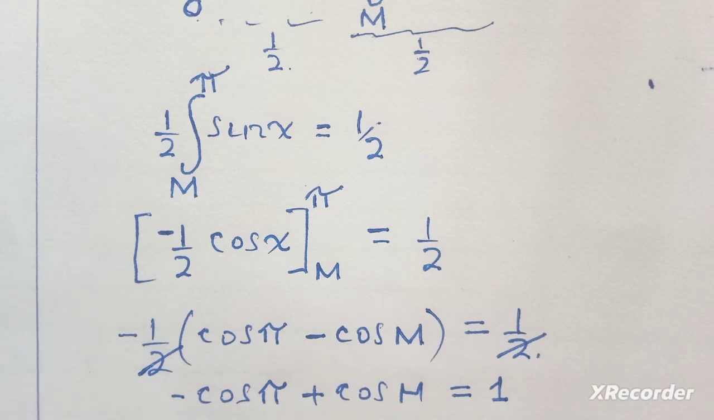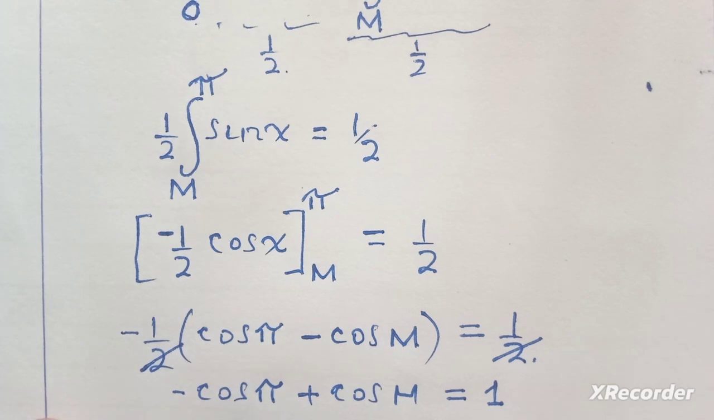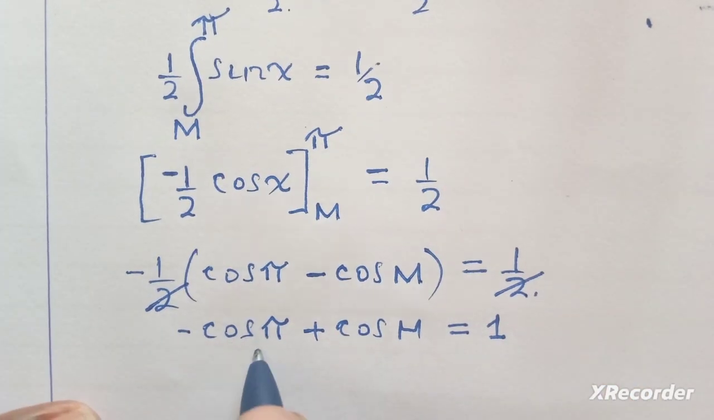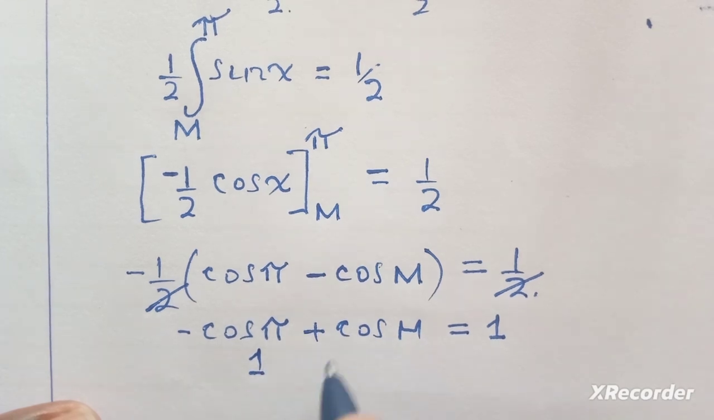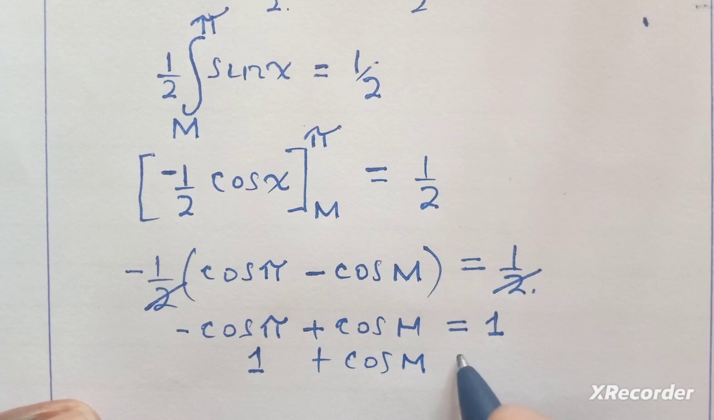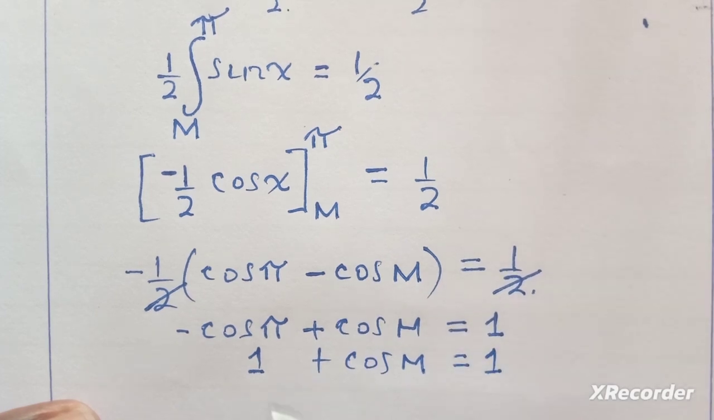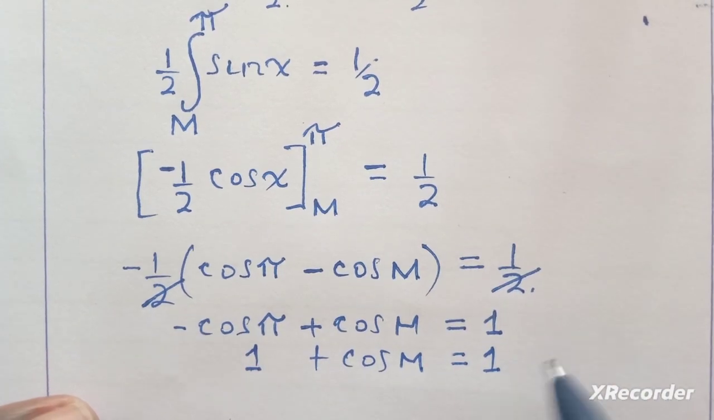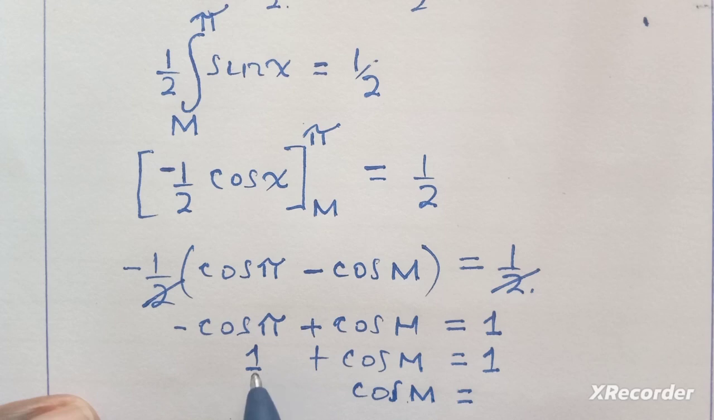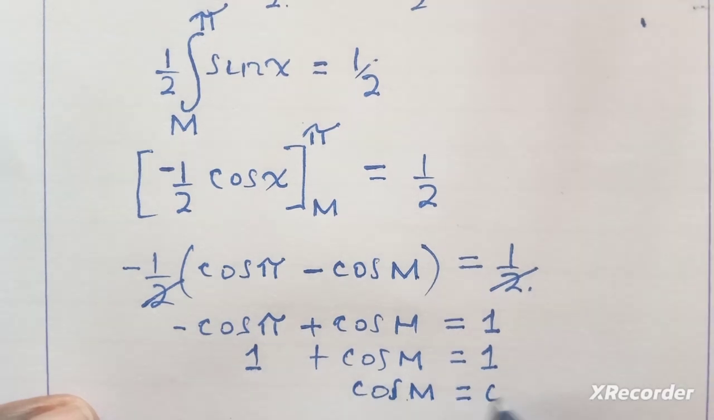So cos 180 is equal to -1. So guys, here we have -1, and negative will give us 1. So we have 1 there, plus cos m gives us 1 here. So we can bring this 1 to the other side, so that now cos m equals 0, because when this 1 comes here, it will be 1 minus 1, 0.